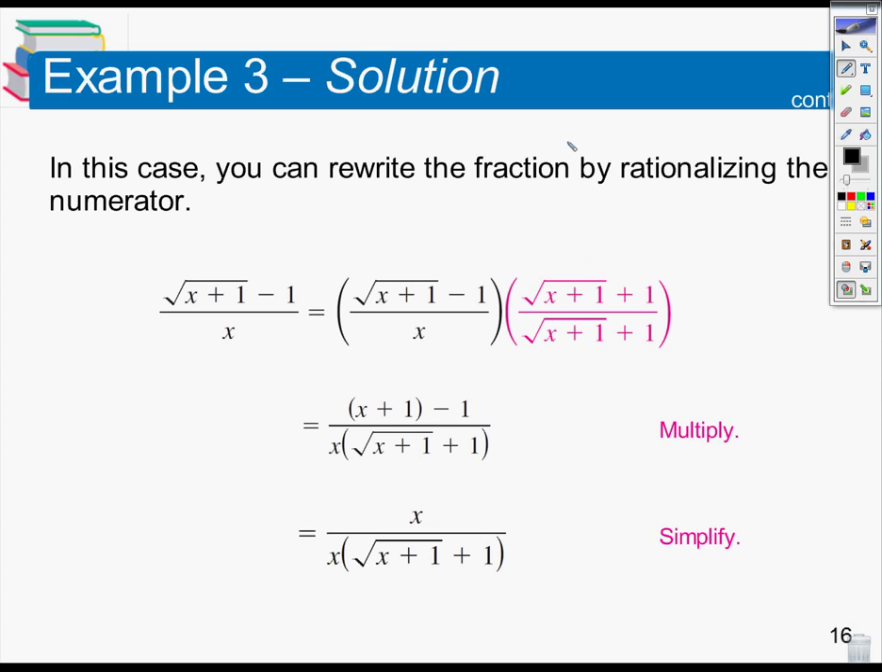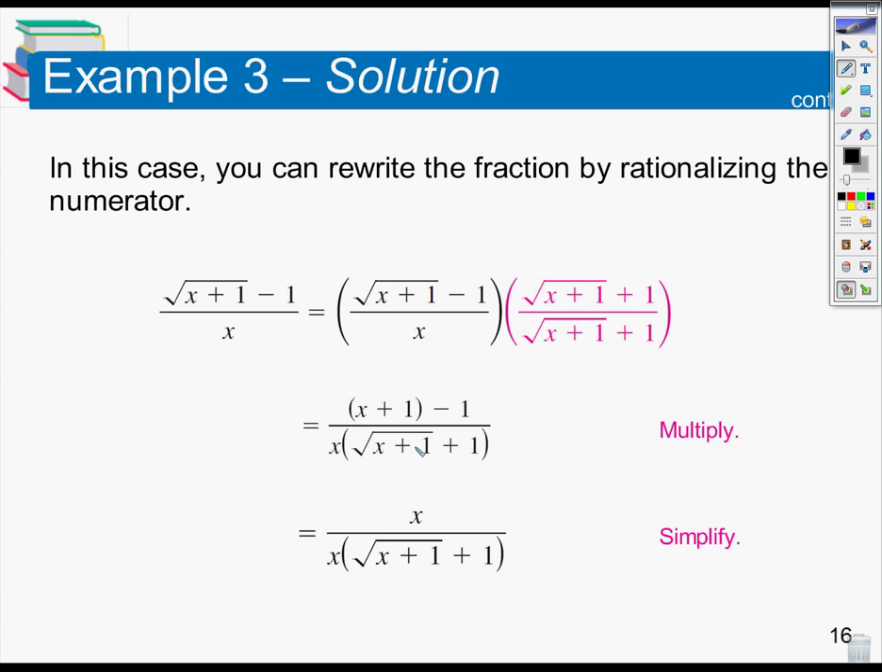So let's try and recap. This was the original function, and what we're doing is multiplying by the conjugate on both the top and the bottom in order to take that radical out of the top. So when we do that, up on the top, what we're going to get is exactly what we wanted. That square root is going to go away. 1 times 1 is 1. And then on the bottom, we basically have x multiplying this whole thing.